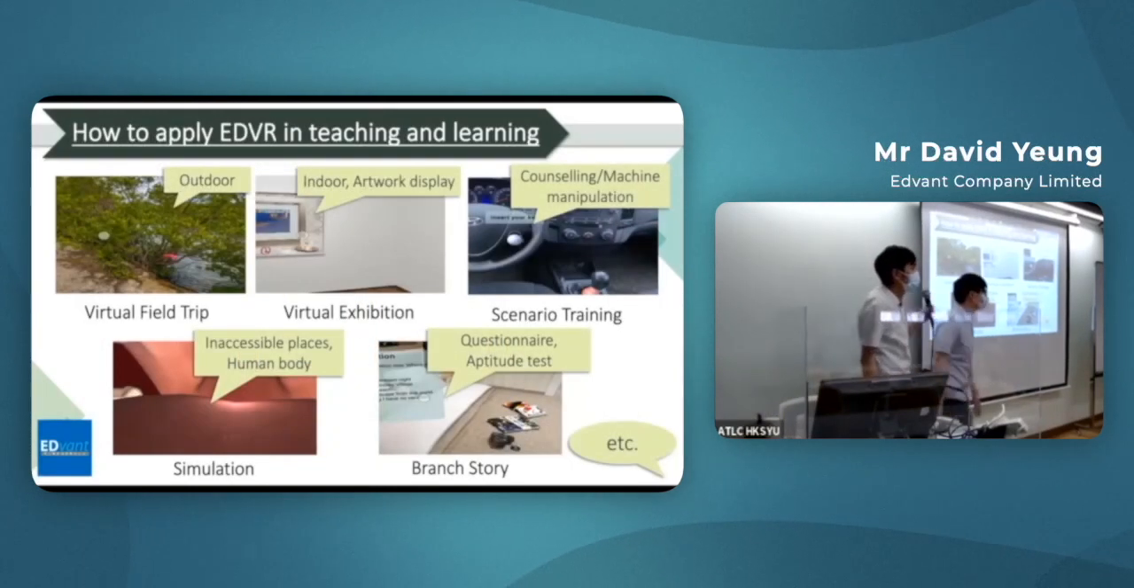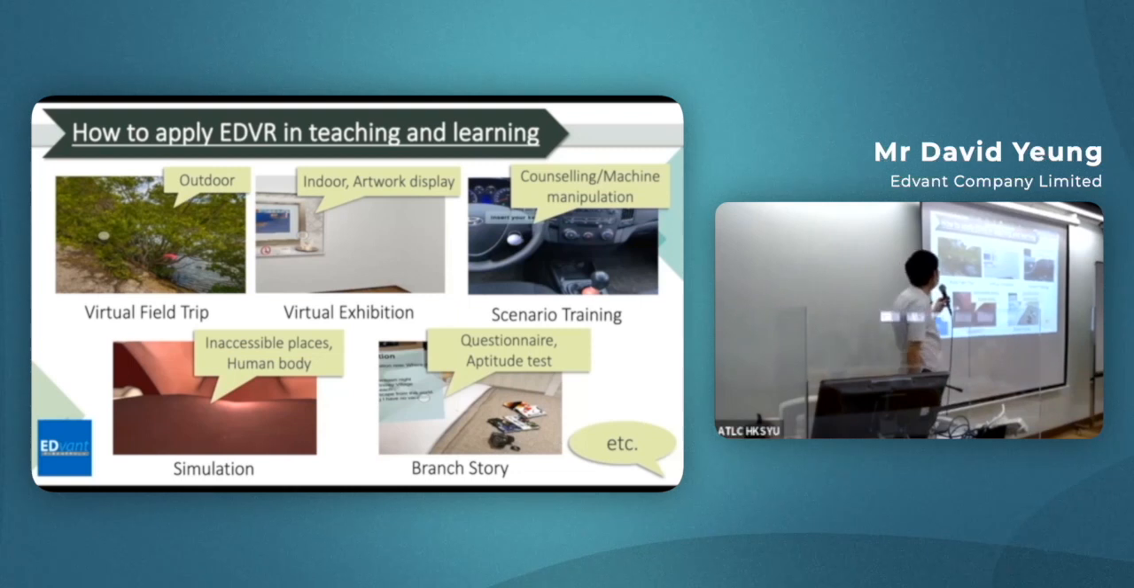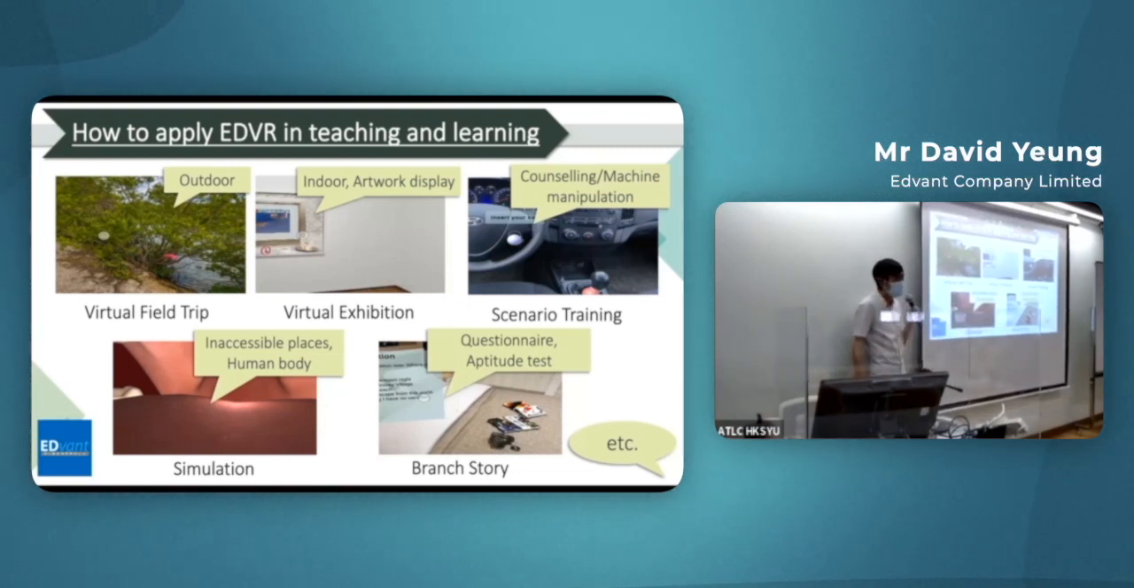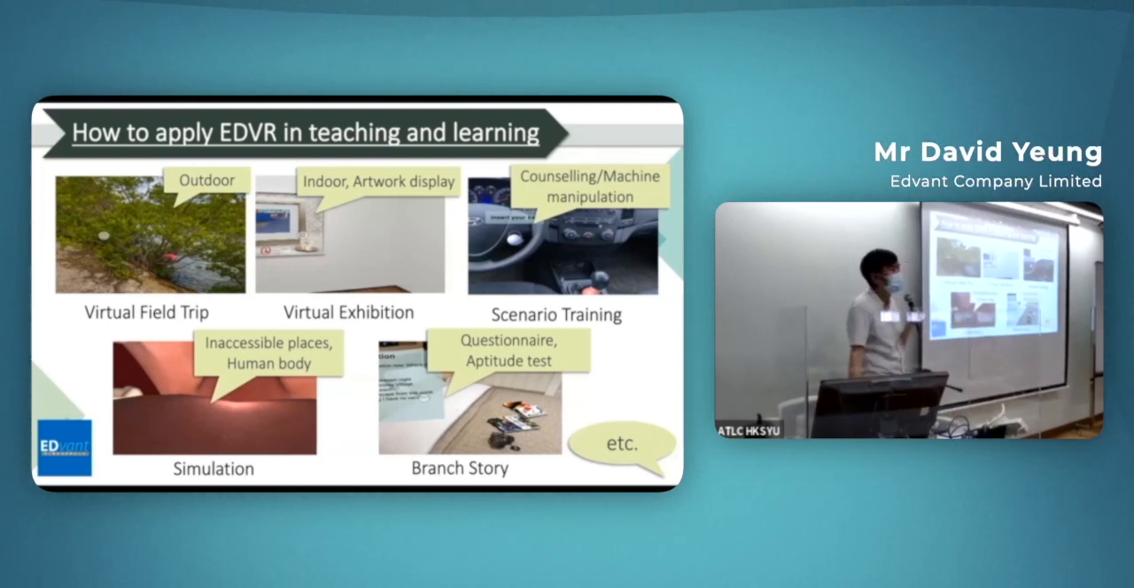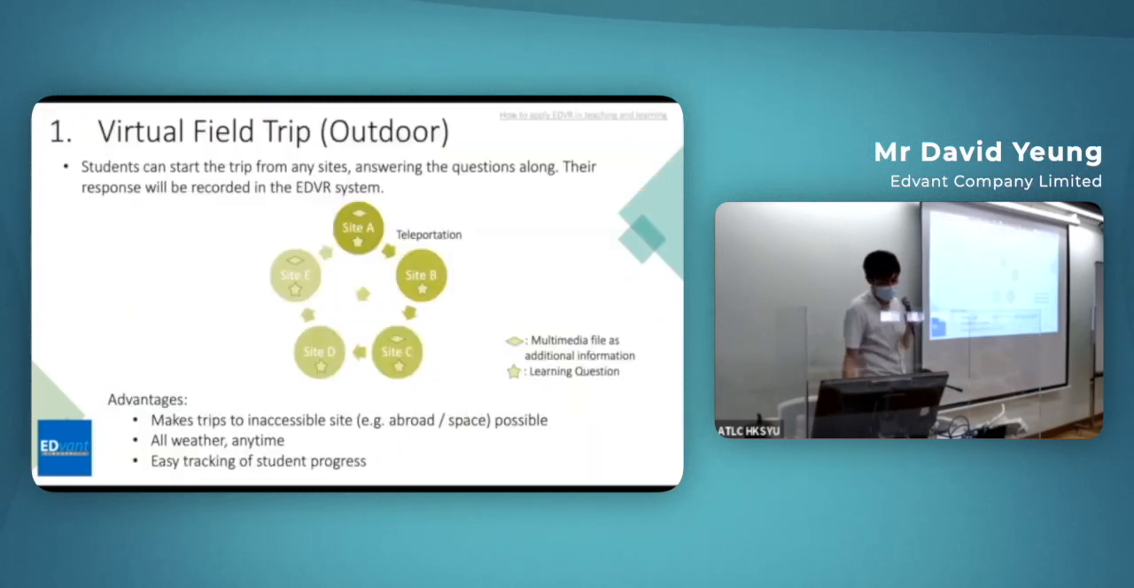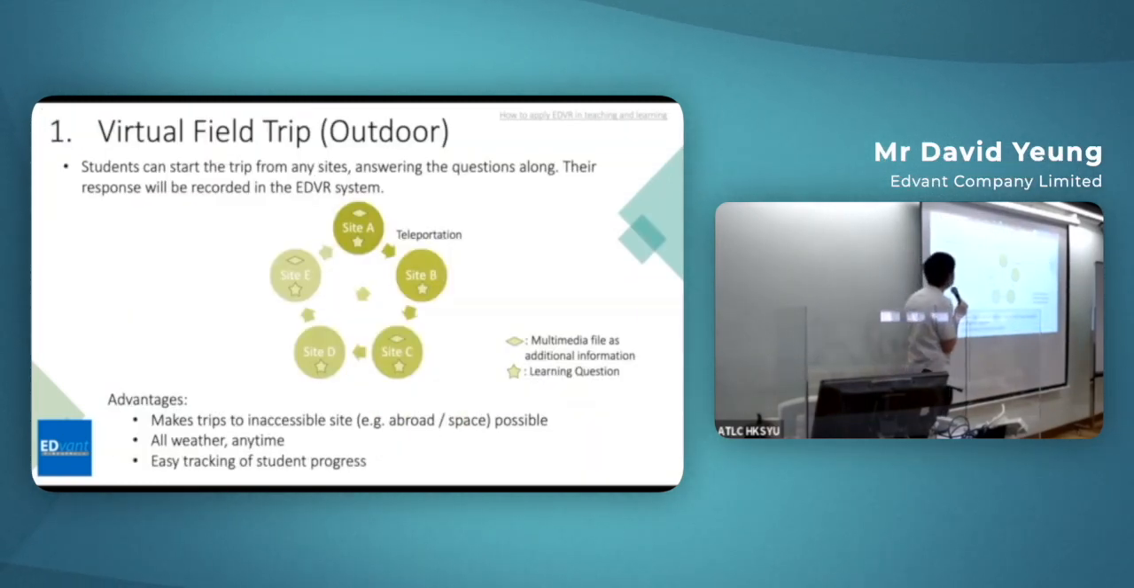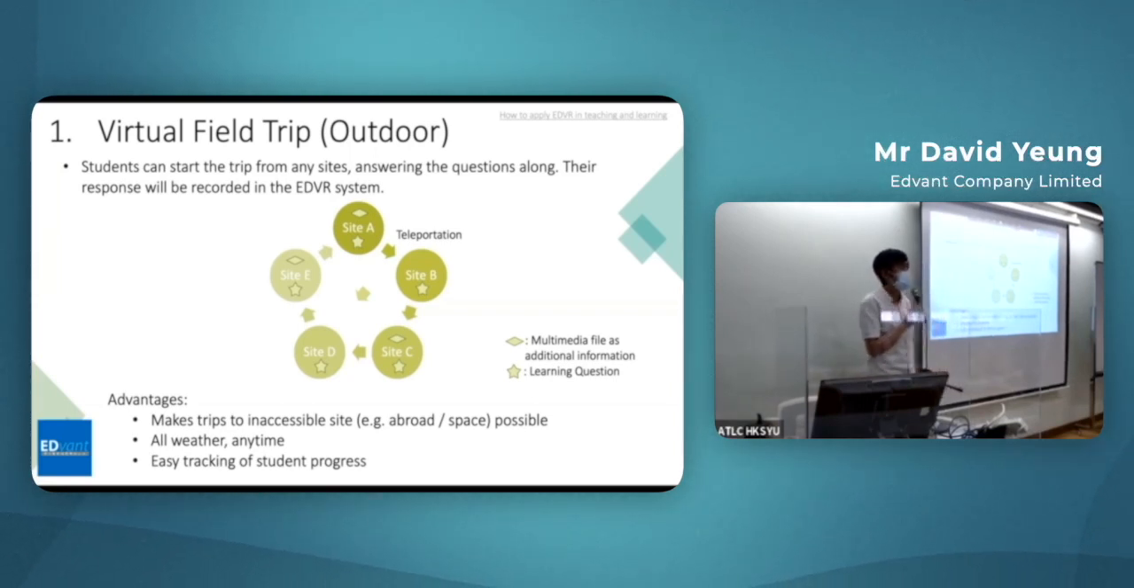This is almost the same slide as before. We try to list a few use cases of EDVR, which includes virtual field trip, virtual exhibition, scenario-based training, simulation, and branch story. And now I will go into it deeper one by one. So the first use case is virtual field trip, which is for outdoor use. The first demo we did, which is a science park, is one such example.